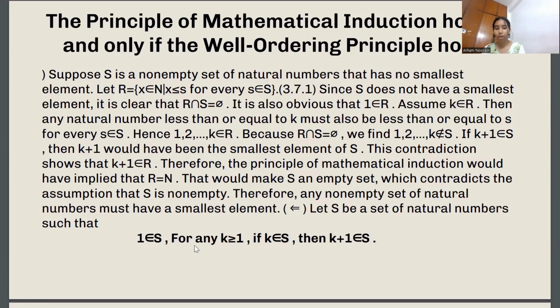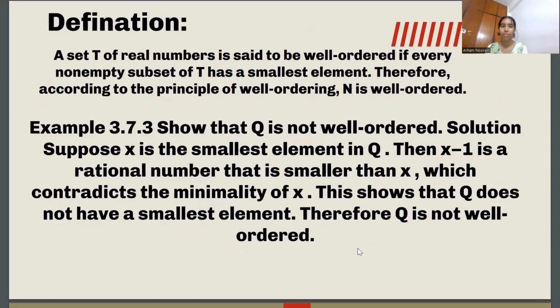For every k greater than or equal to 1, if k belongs to the natural numbers, then k plus 1 also belongs to the natural numbers. That's how we come to the conclusion. A set of real numbers T is said to be well ordered if every non-empty subset of T has a smallest element. Therefore, according to the principle of well-ordering, N is well ordered.